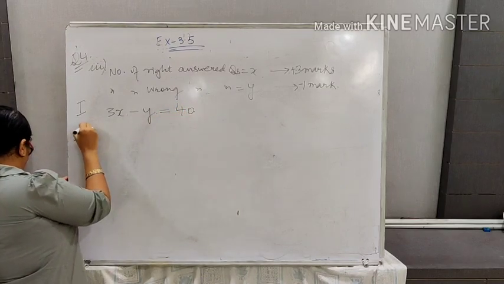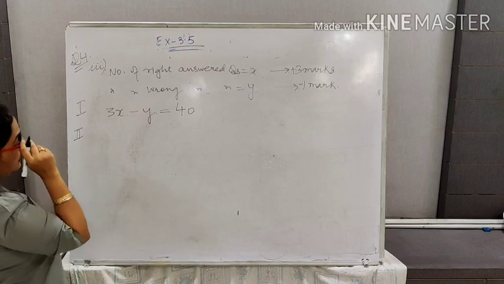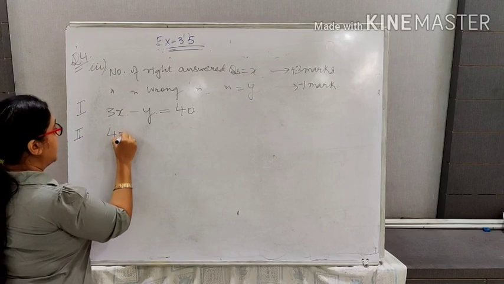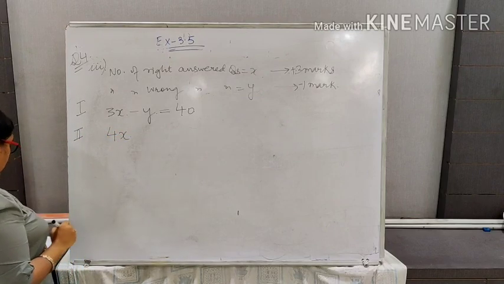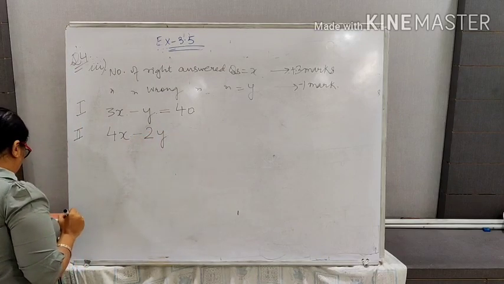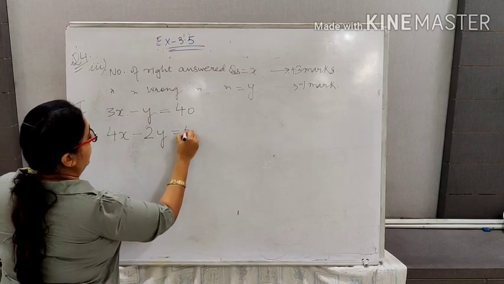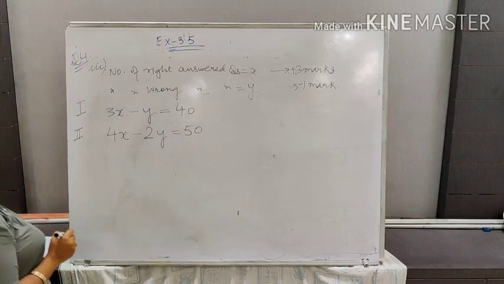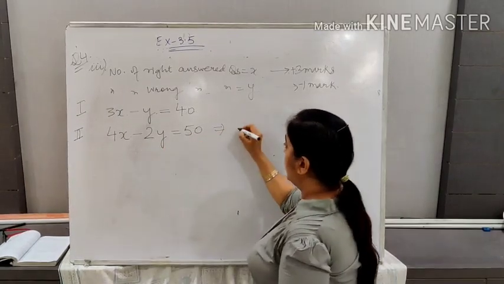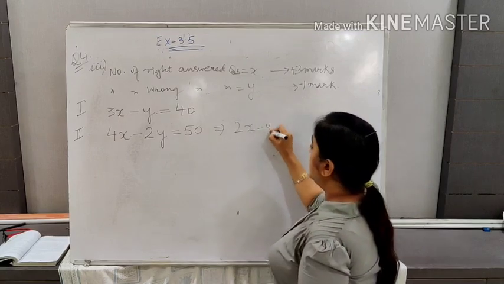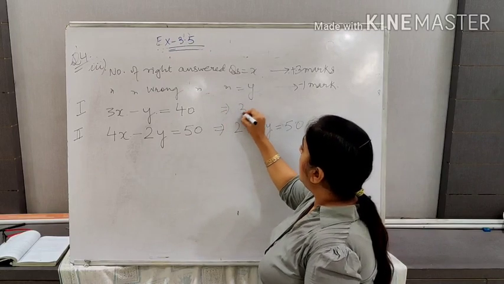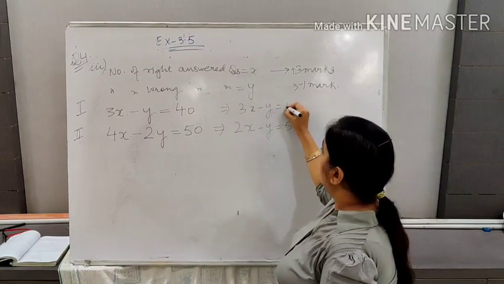And what is the second condition? Had 4 marks been awarded for correct answer, this would become 4x, and 2 marks being deducted for the wrong answer, it is -2y. He could have scored 50. So this is equal to 50. Write it. Now again in this equation I can take out 2 common. It is 2x minus y is equal to 25, and this was 3x minus y is equal to 40.